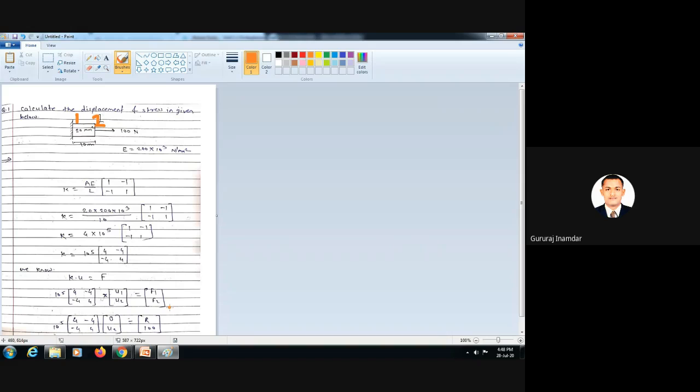F1 is nothing but the force at node 1, and the force at node 2 is F2. Now for F2 they have given 100 Newton, but what is the force at point 1? The reaction force will definitely be there, and that reaction force we have to calculate.